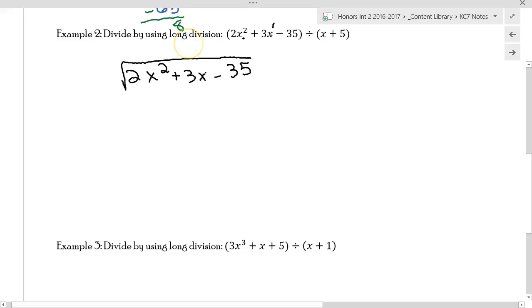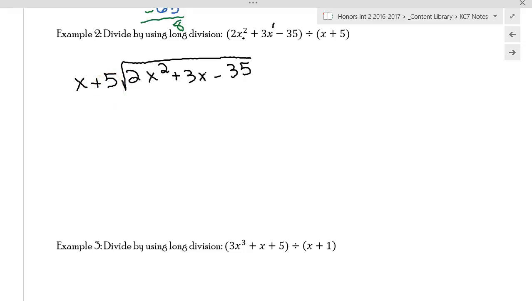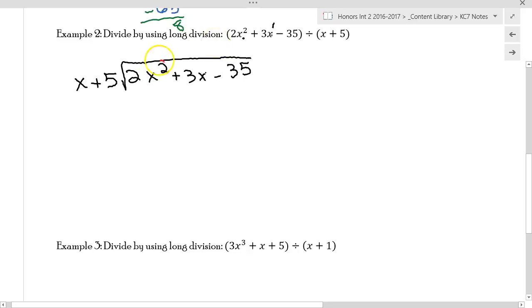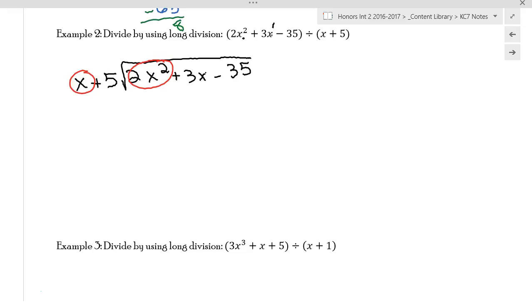Then on the outside, I'm going to have what I'm dividing by, x plus 5. So, when we start, just like how we started looking at just the first digit with polynomial long division, I'm going to look at just the first term. So I'm going to look at 2x squared. I'm actually going to look at the first term here too, x.